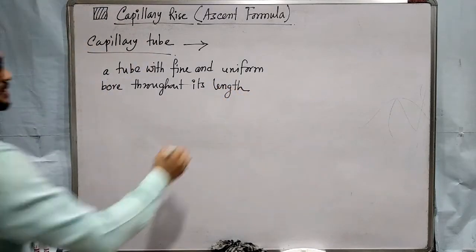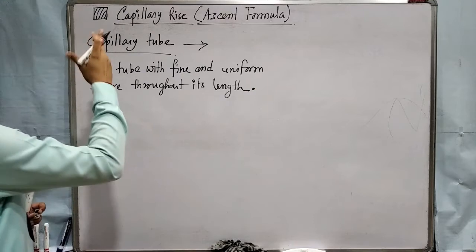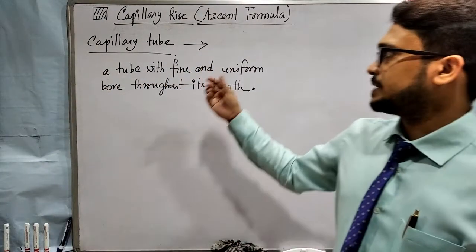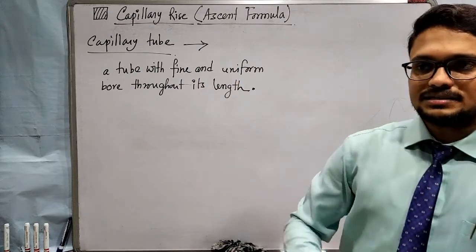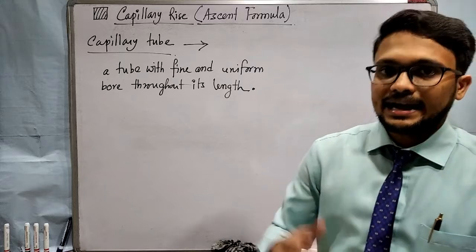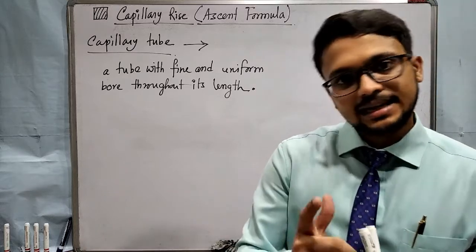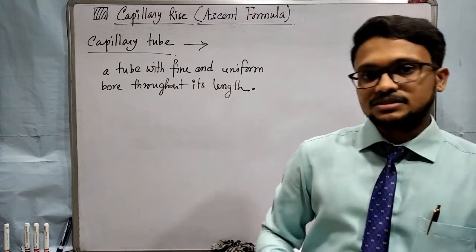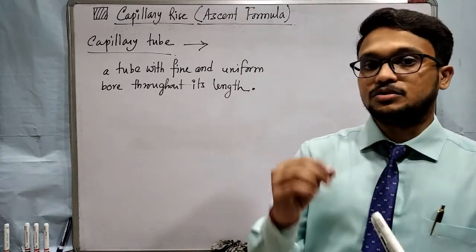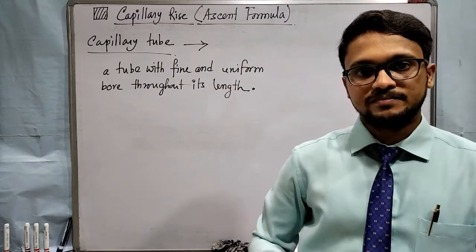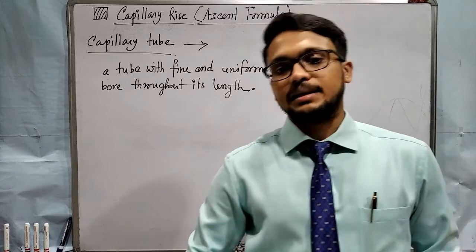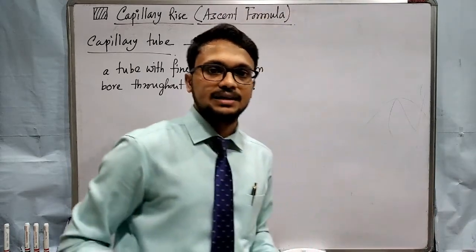Okay, clear? So what is this capillary rise? Capillary rise is basically when this kind of capillary tube is immersed in a liquid for which the angle of contact is less than 90 degrees, that is, the liquid which will wet that capillary tube. In those cases, the liquid goes up through the capillary tube. That is capillary rise.